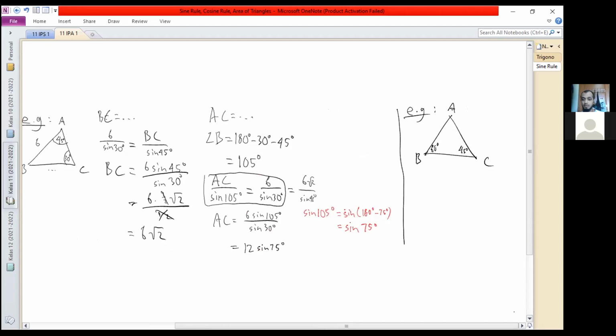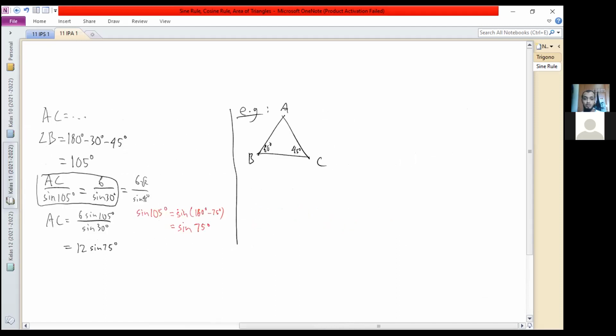So let's say we have 60 degrees on one angle, and the other angles are not known, and we know two of the sides. So let's say this is 6 and this is 6 square root of 3.